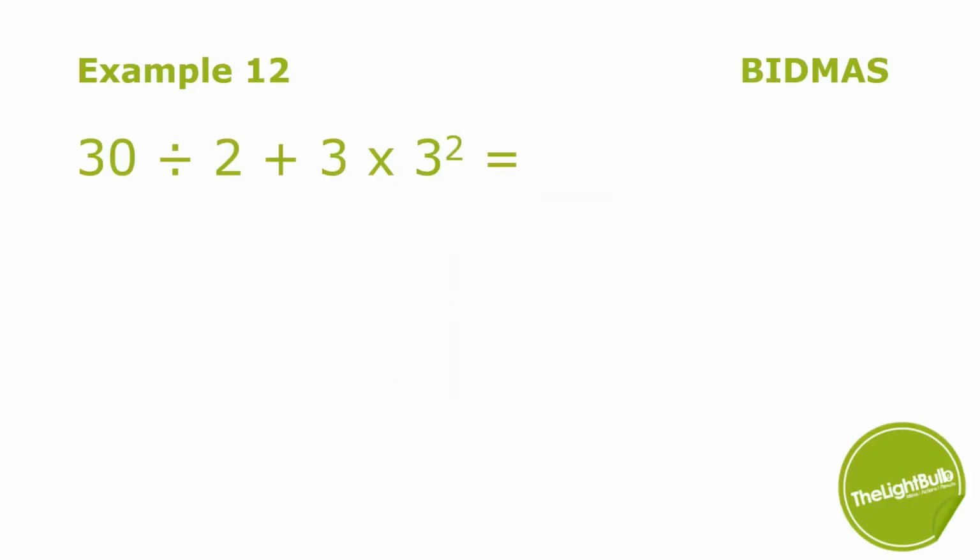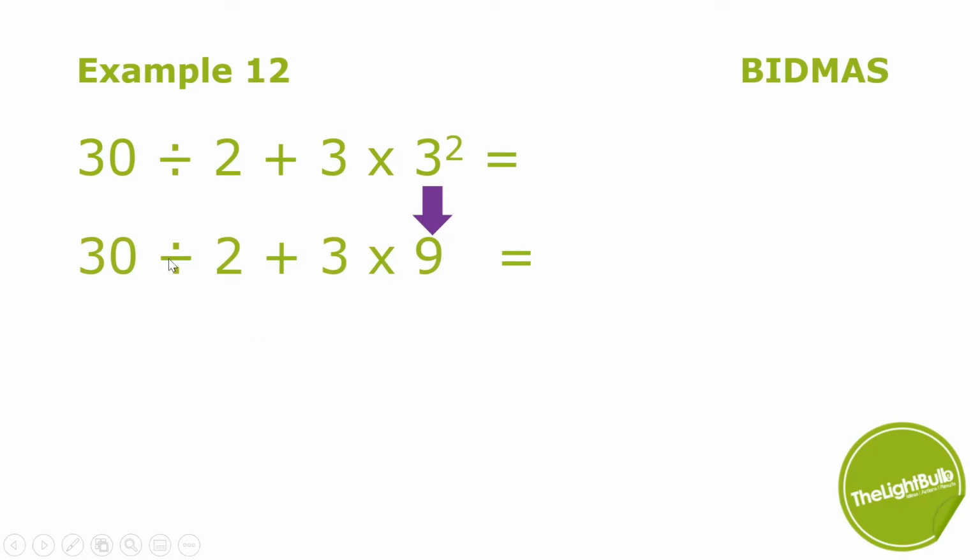Okay, so what do we have here? We have no brackets this time. So indices are the very first thing that we need to work out. So 3 squared is of course 9. So let's now rewrite the sum beneath. We've taken care of what the indices mean. So the value is 9.